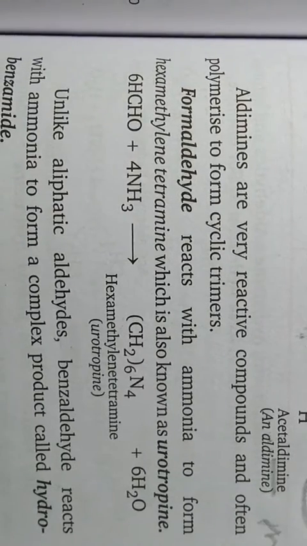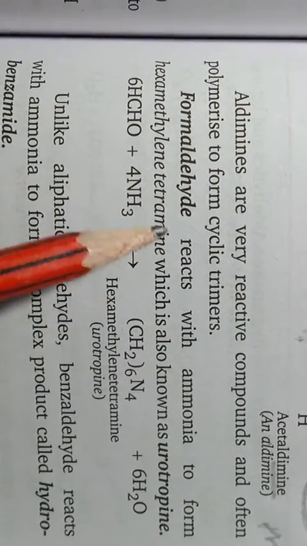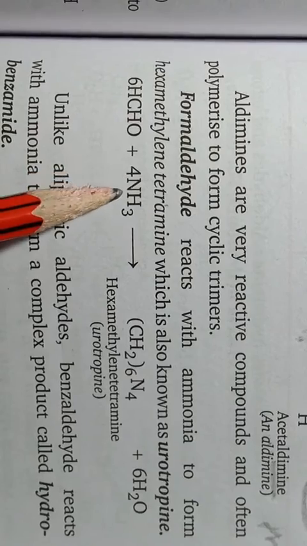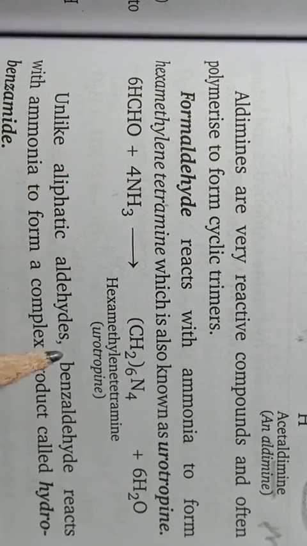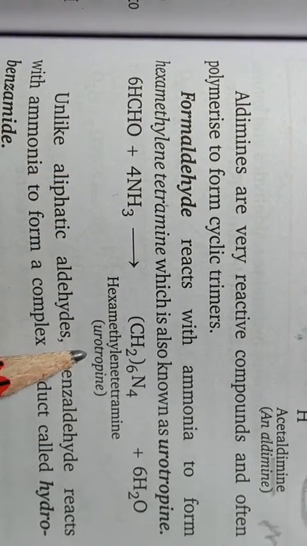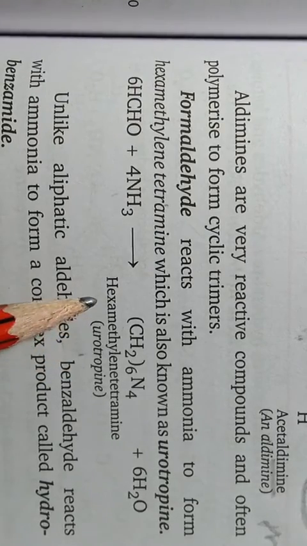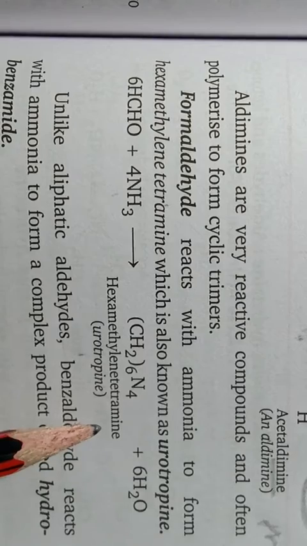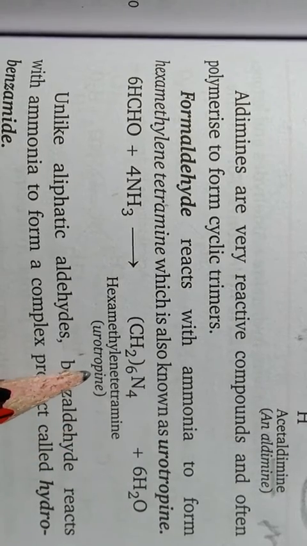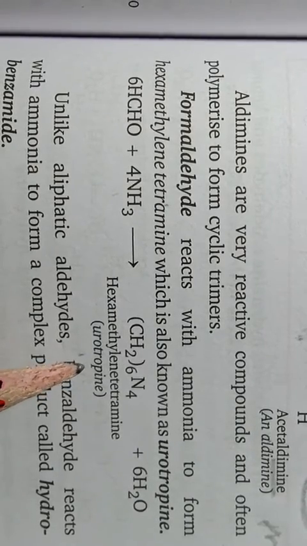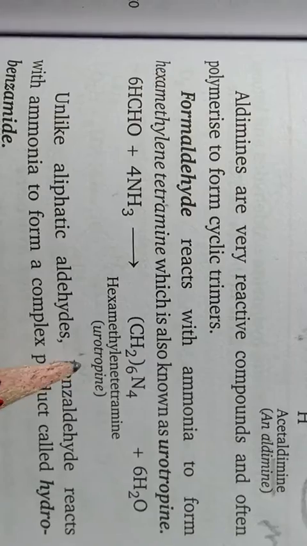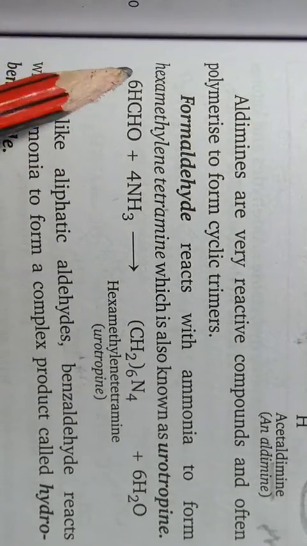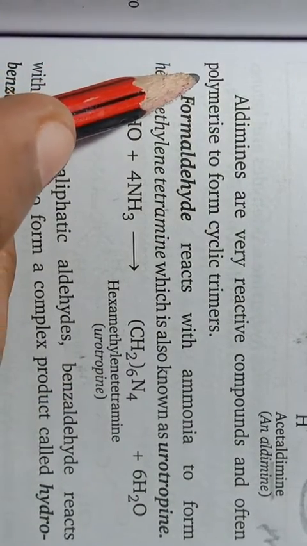Okay students, now formaldehyde is special. When it reacts with ammonia, it forms urotropin, and the chemical name of this compound is hexamethylenetetramine. This urotropin is used as a medicine in urinary infections. So this reaction can be important for you.